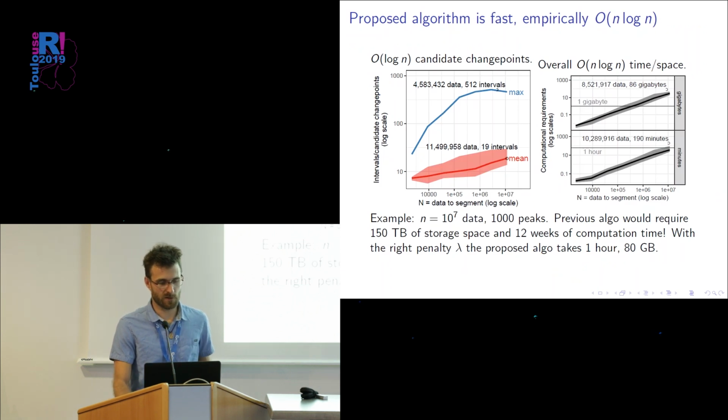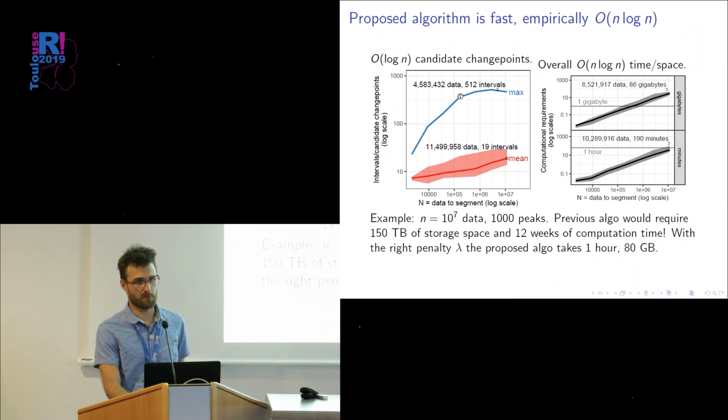But yeah, to get to some results, here's some figures that show you how fast our algorithm is, right? So I said that it's n log n, and so on the left figure here, I'm showing you how many candidate change points the algorithm is storing for different data set sizes. And you can see that even going up to data set size with 10 million data points, we only have to store, on average, 19 intervals or candidate change points. And so since the algorithm is linear in the number of these intervals or candidate change points, that means it's very scalable to large data. So in fact, we see that it scales as log n with the number of data points.